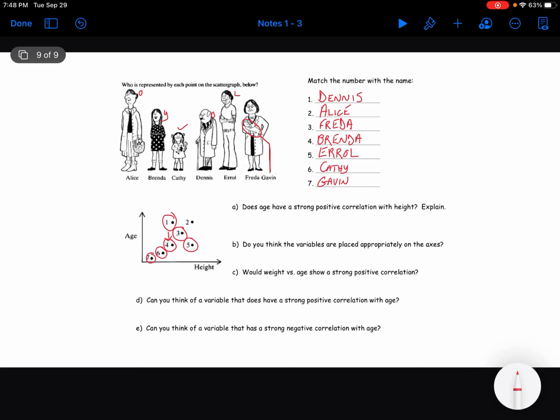All right. Does age have a strong positive correlation with height? And I'm not going to write these out. I'm just going to talk about them. Age does have a strong positive correlation with height to a certain point. Eventually, everybody's kind of the same height. Okay, obviously people are different, but as we age, this graph would eventually do something like this if we drew a line of best fit.